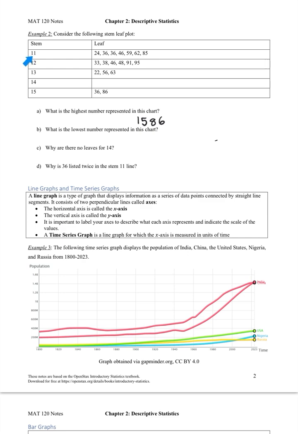For part B, we're asked, what is the lowest number in this chart? The lowest number in the stem is 11, and in the leaf is 24. So our answer for part B will be, the lowest number is 1,124. Next, we're asked, why are there no leaves for 14? And this pretty much means that there are no numbers in this set that fall between 1,400 and 1,499 inclusively.